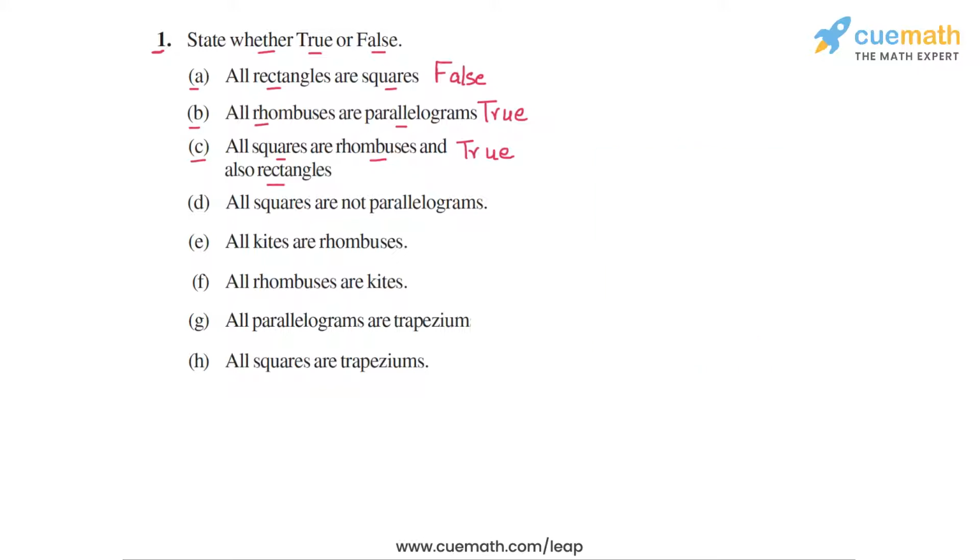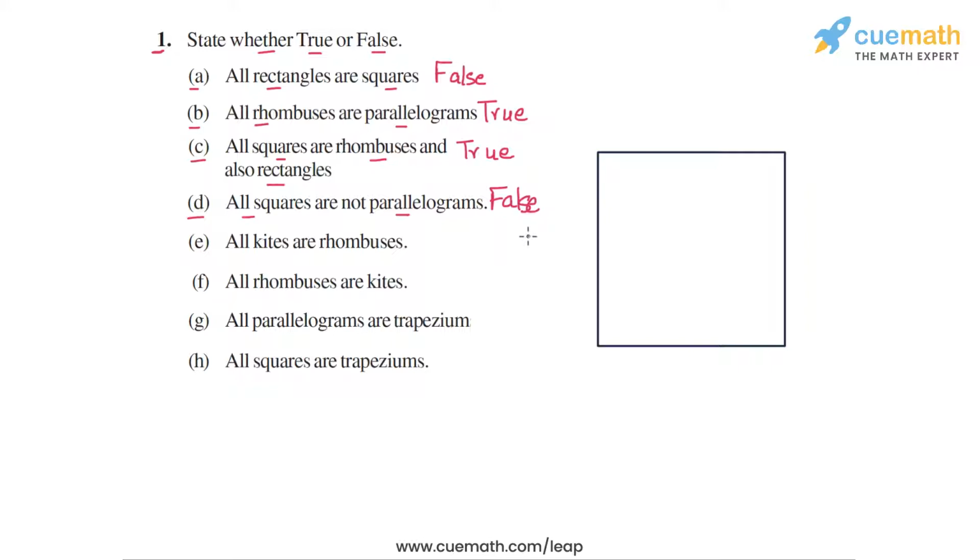Now let's go to statement 4. Statement 4 says all squares are not parallelograms. So once again, imagine a square. By definition, a square is a parallelogram in which all sides are equal and all angles are 90 degrees. So this statement, statement D, is clearly false, because any square must also be a parallelogram.